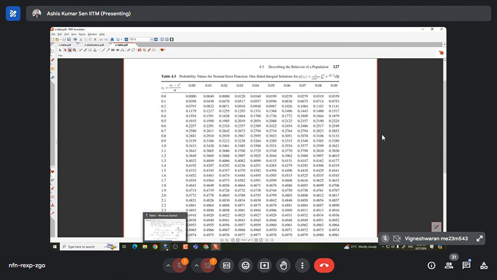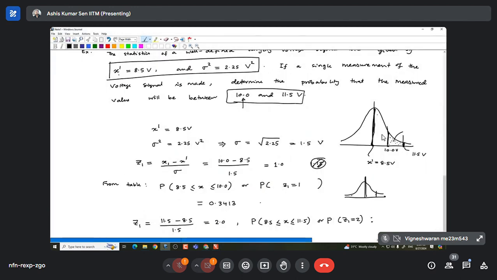Also, the Z is just a notation, right? I can say Z1, Z2. Why we say Z1 is that we are basically referring with respect to the mean. So it is a notation. You can use Z2 also. It doesn't matter really. So you can say that this is 0.4772.